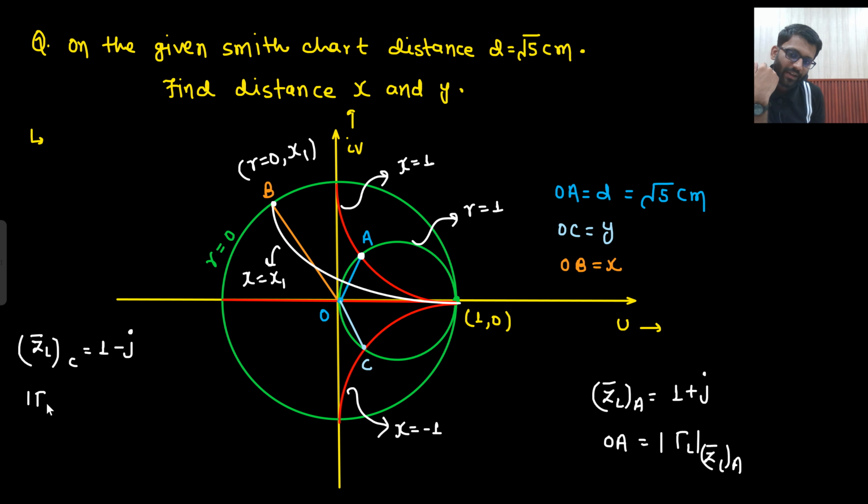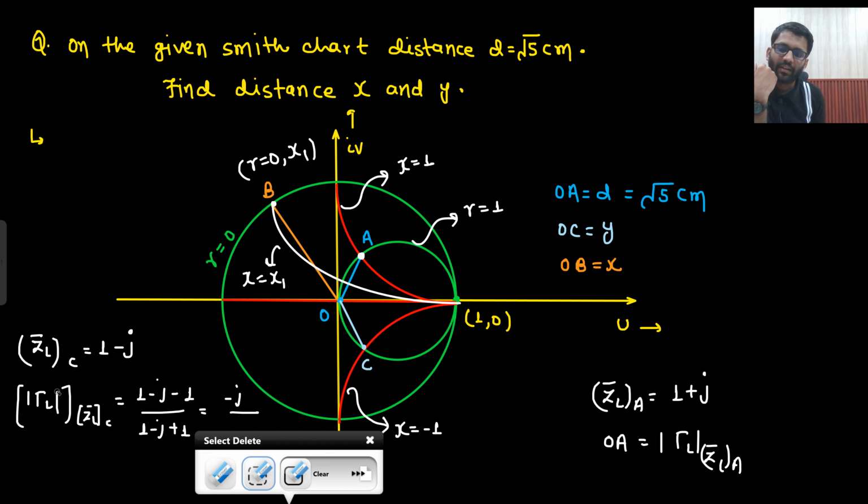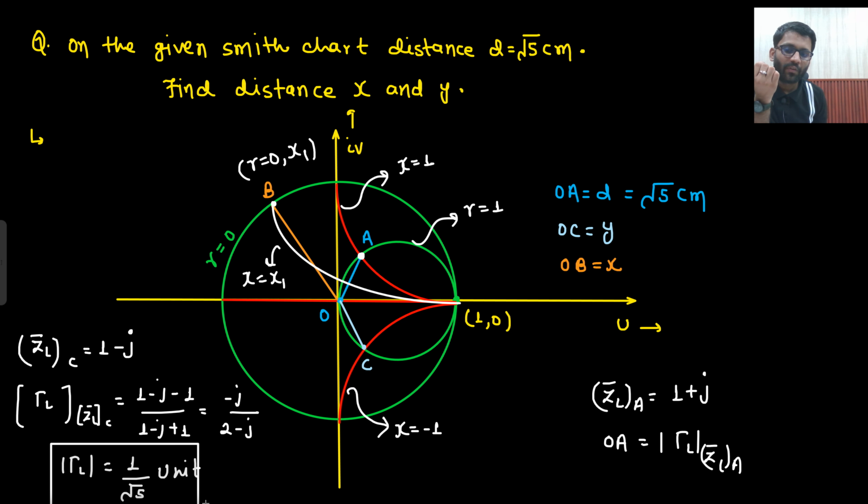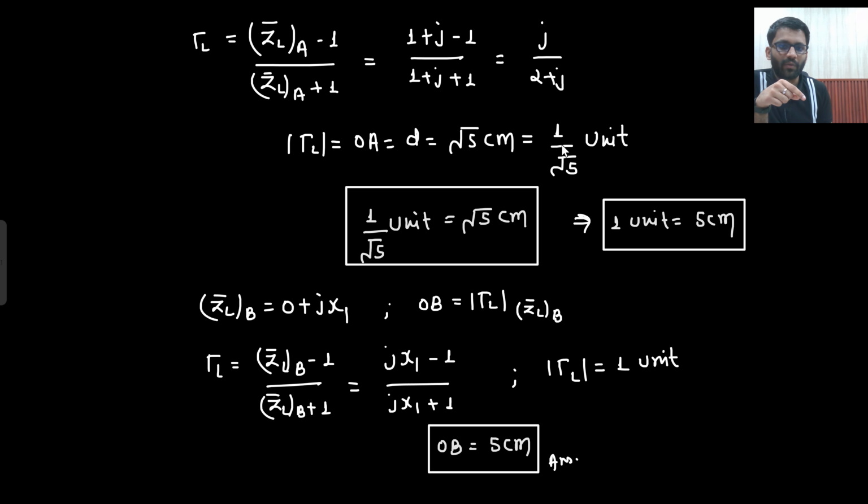If you find the value of gamma L at point C, that would be (1 - j - 1)/(1 - j + 1). That would be -j/(2 - j). I am directly finding gamma L only, not mode of gamma L. So what is mode of gamma L here? That is 1 by under root 5 unit. So this mode of gamma L and this mode of gamma L, here you are getting 1 by under root 5 unit, both are equal. That means both distances have to be equal as well.